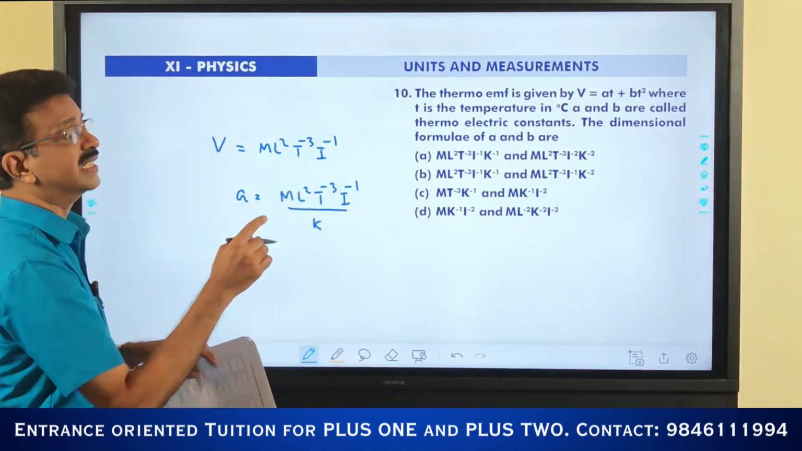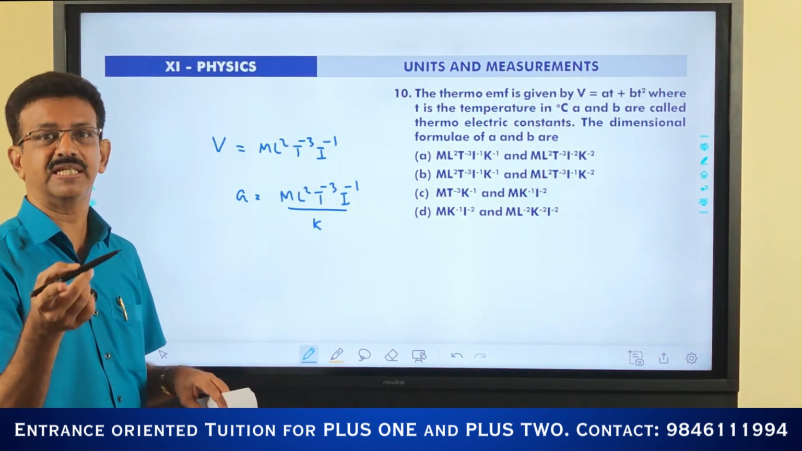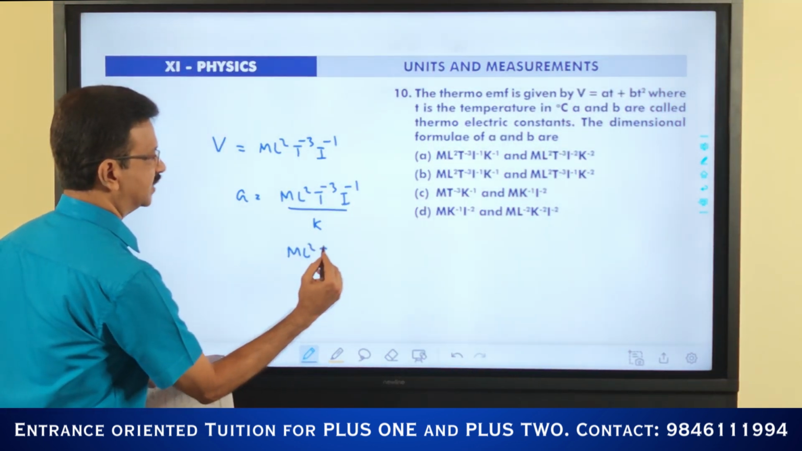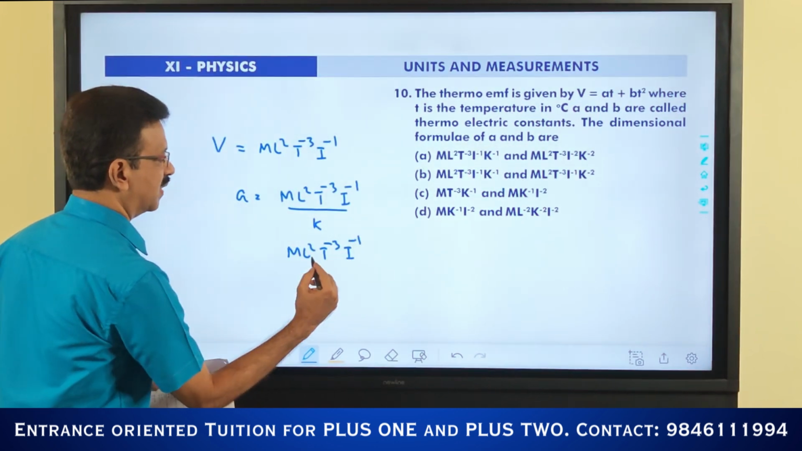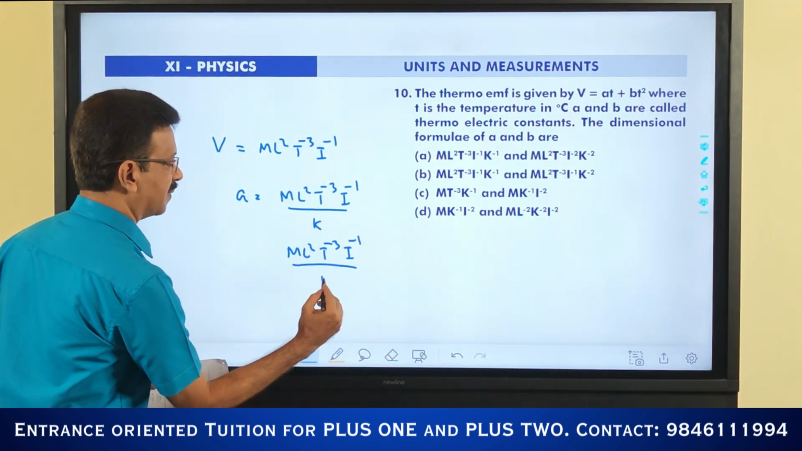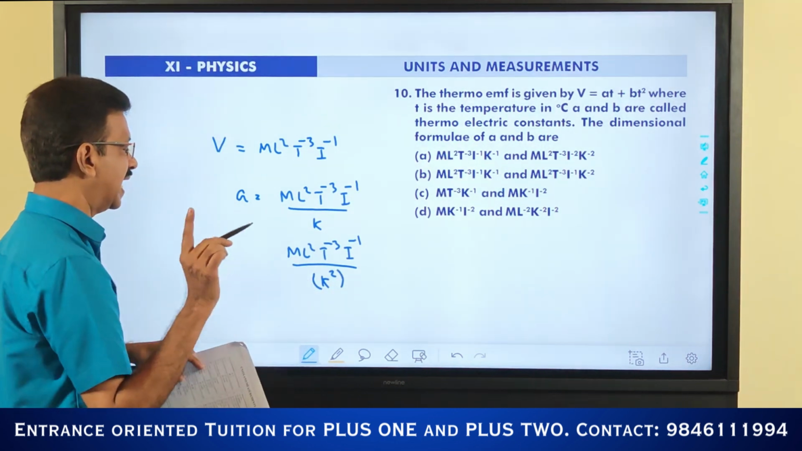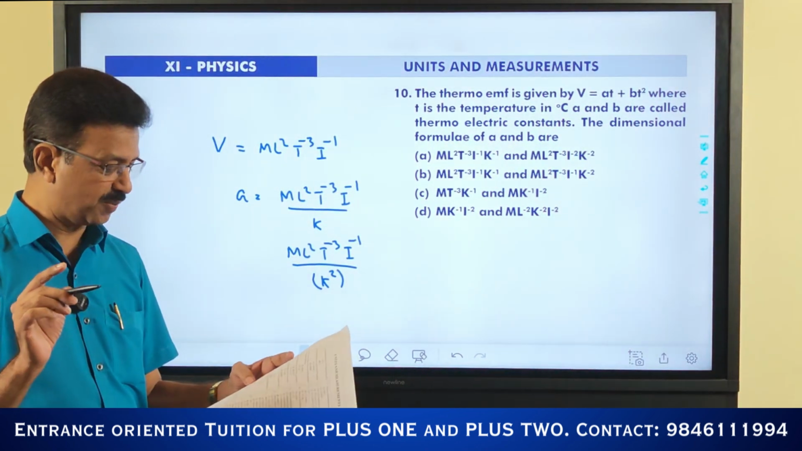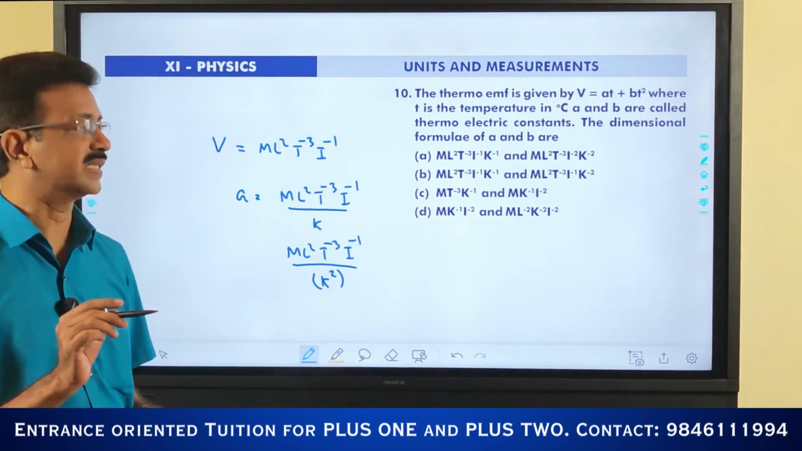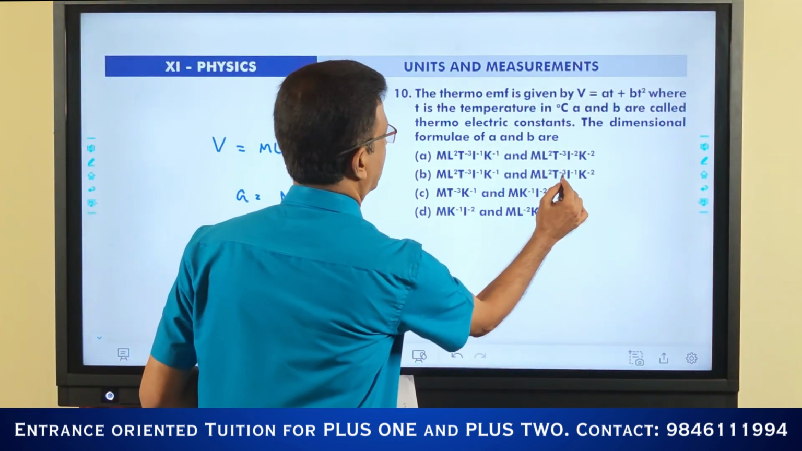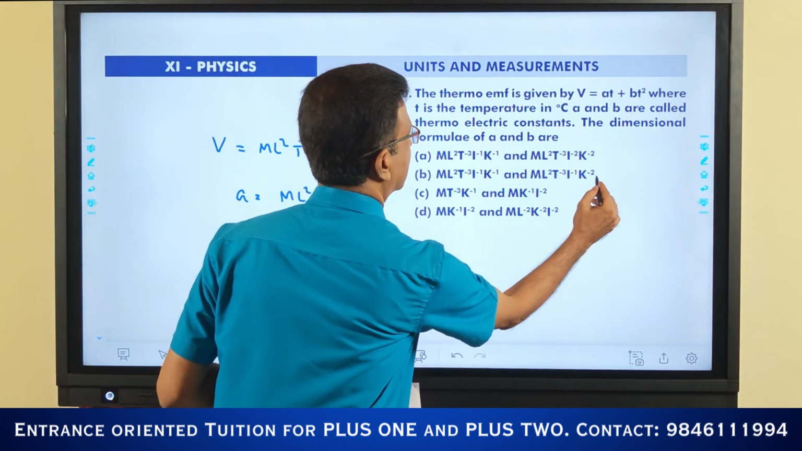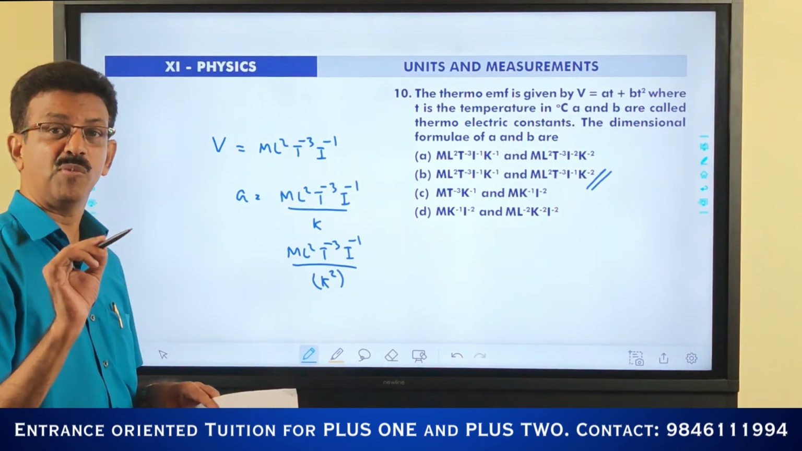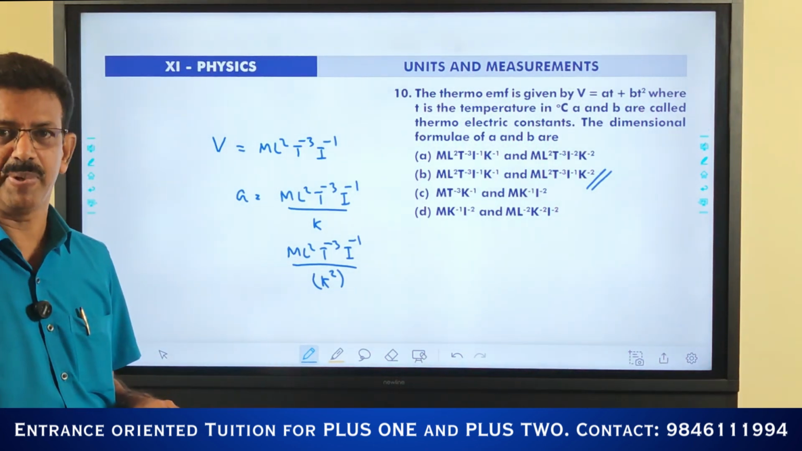Then for the next term, BT square should have the dimensions of voltage. That is, voltage M L square T raised to minus 3, I raised to minus 1 divided by T square, K square. Then M L square T raised to minus 3, I raised to minus 1, K raised to minus 2. That is, B choice is the correct answer for the thermoelectric constants A and B.